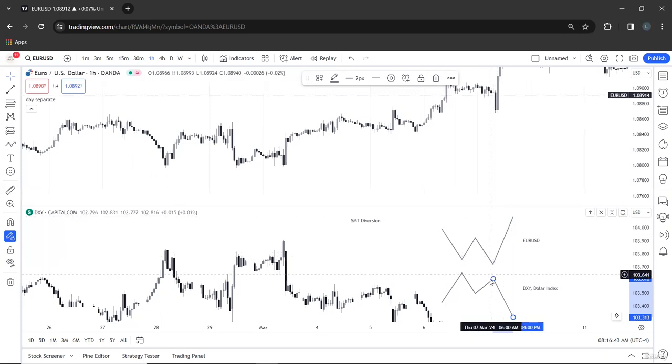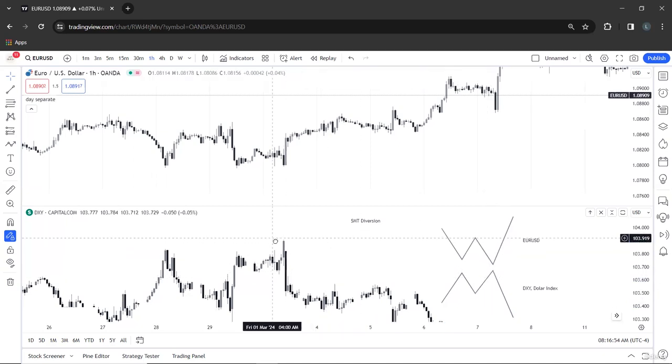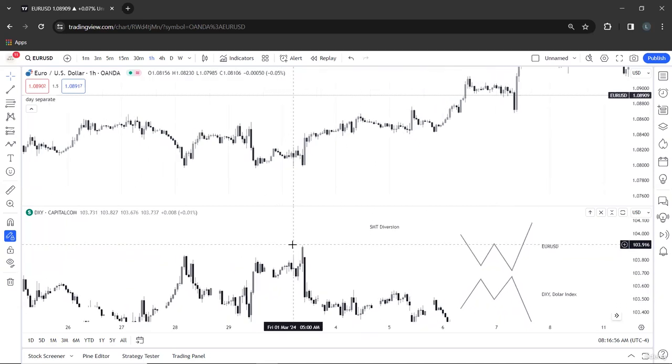So that is what an SMT divergence simply means: the inverse correlation between the dollar index and every other asset type. All right, so let me show you a quick example on the chart. An example on the chart right here. It's really straightforward, really.